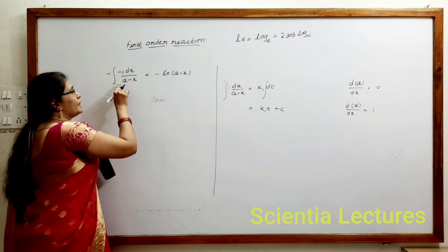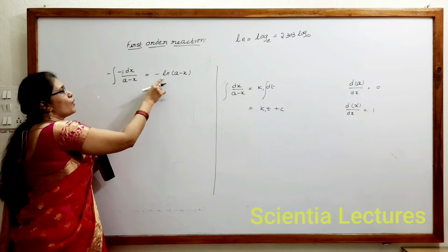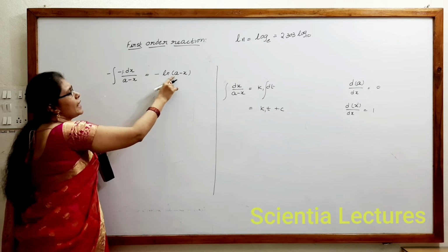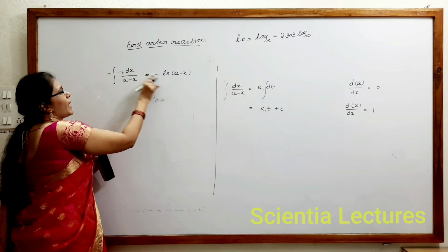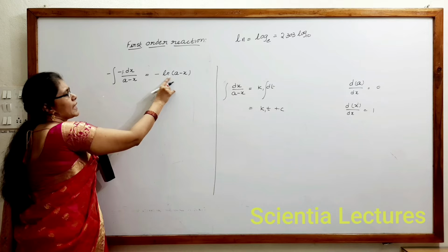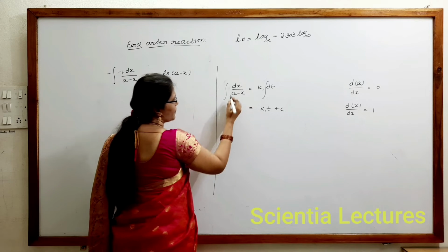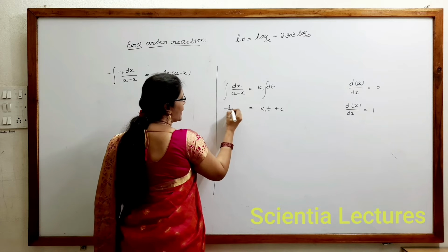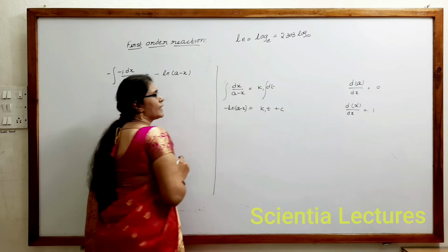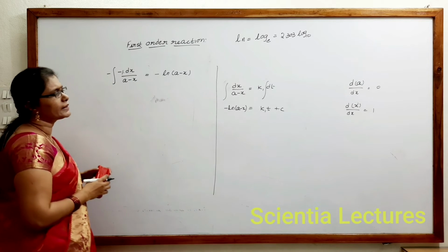So if the differentiation of the denominator is in the numerator, you get its integration as ln A minus X. The minus sign we kept as it is from this. So we get minus ln A minus X. Substituting, the integration of dx by A minus X is minus ln A minus X, equal to K1t plus C.